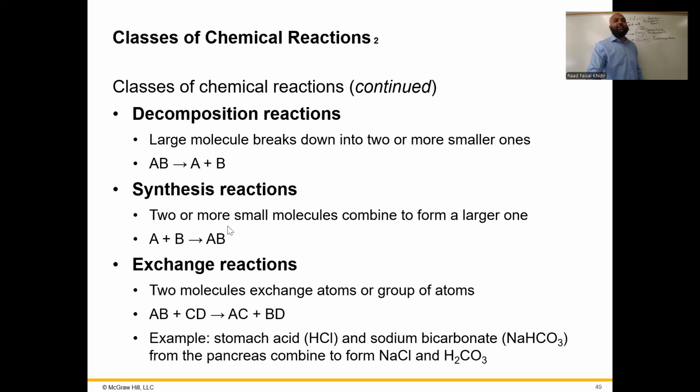Then there are synthesis reactions or composition reactions where two things build up. Now you go the other way around. Two glucoses come together to give you maltose. Maltose joining a polymer to give you a sugar polymer.